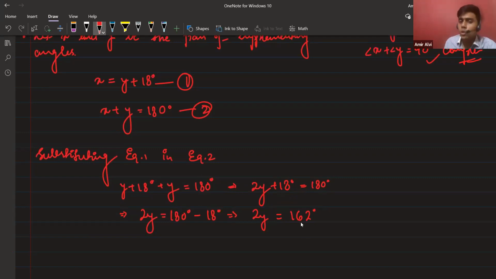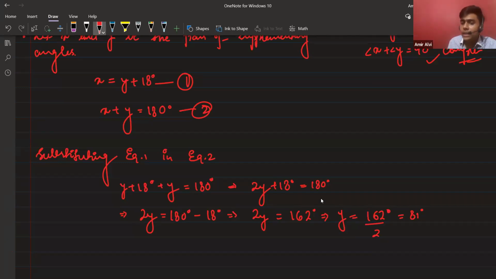So 162. So y will be equal to 162 divided by 2, which is 81 degrees. Is this clear? So we got the value of y, Rehan, we have 81. Yes or no?